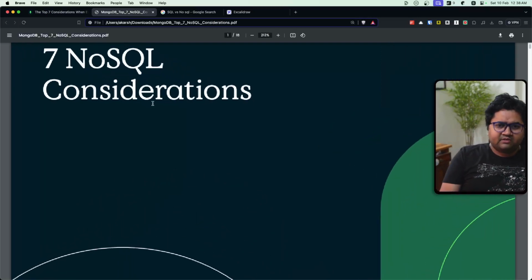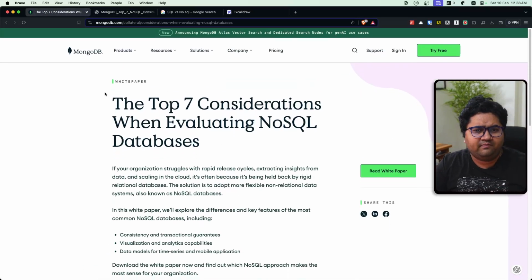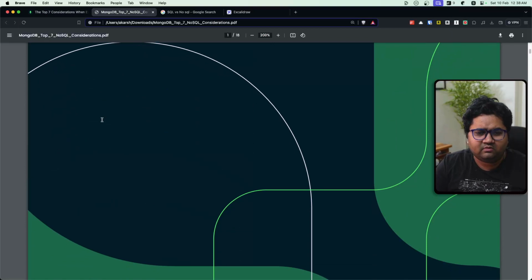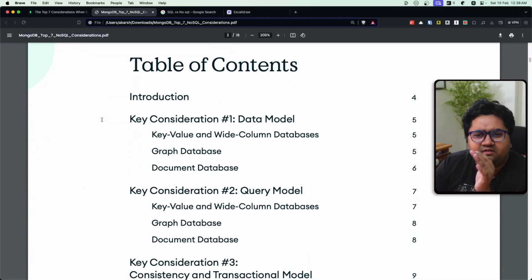All right. So here's the PDF. You can go to the MongoDB website and download it, but let me just walk through that. All right. So the first consideration, we'll go through the entire 18 pages. This could be a little long.